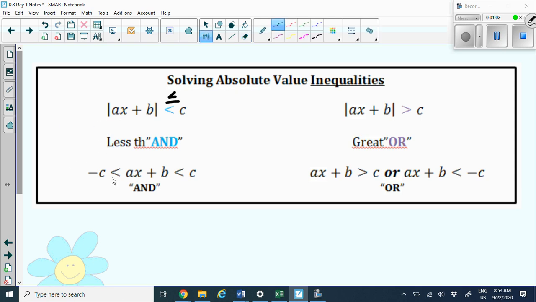Okay, let me write this a little bit better. There we go. Now, you'll see when we actually graph these on the number line, because we're graphing in between two numbers, we're going to shade in between them.